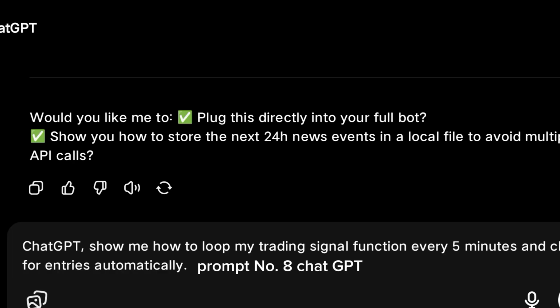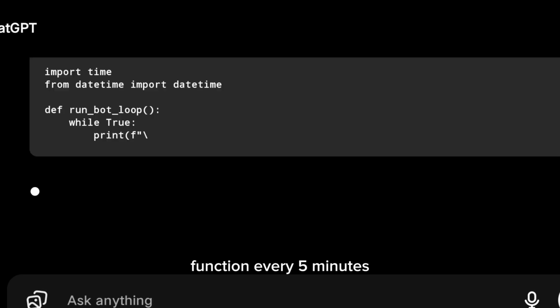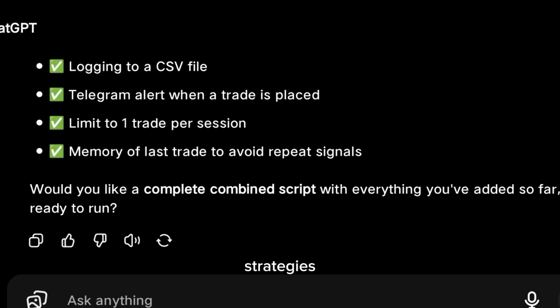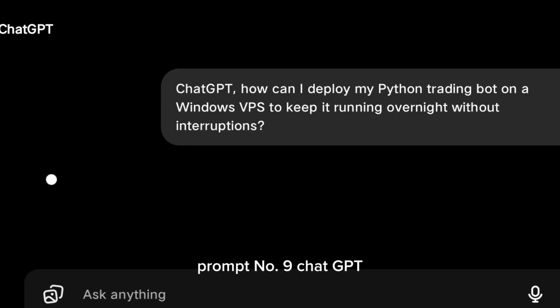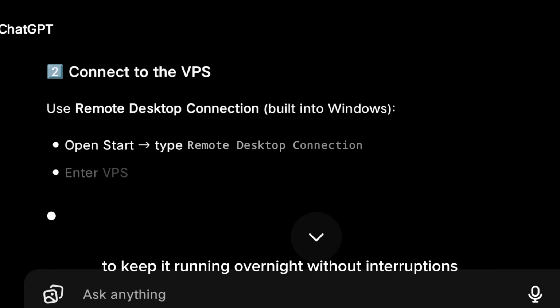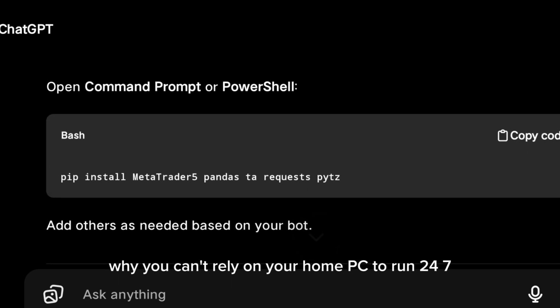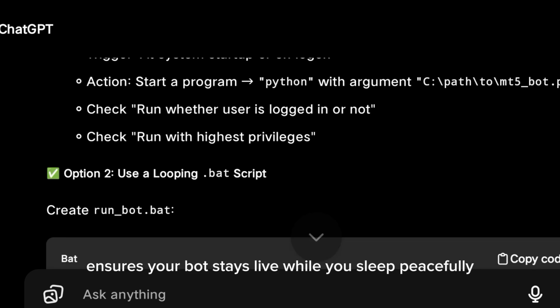Prompt number 8. ChatGPT, show me how to loop my trading signal function every 5 minutes and check for entries automatically. Why? The bot must check the market regularly. 5-minute intervals are perfect for scalping-based strategies. Prompt number 9. ChatGPT, how can I deploy my Python trading bot on a Windows VPS to keep it running overnight without interruptions? Why? You can't rely on your home PC to run 24/7. A VPS ensures your bot stays live while you sleep peacefully.